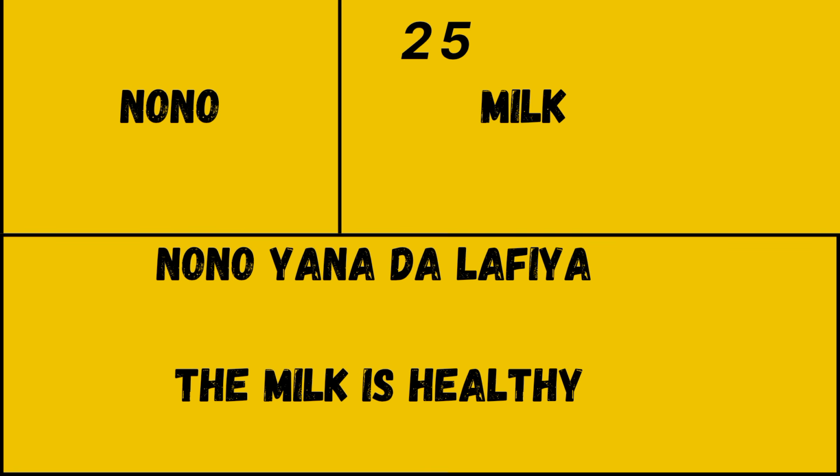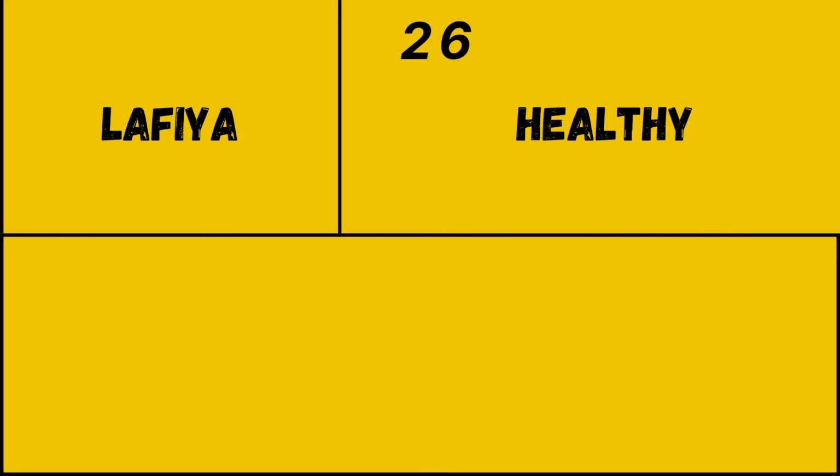Nono, milk. Nono yana da lafiya. The milk is healthy. You can also add n at the back of the o in nono. Nonon yana da lafiya. Lafiya, healthy.